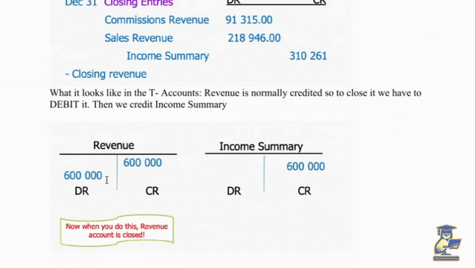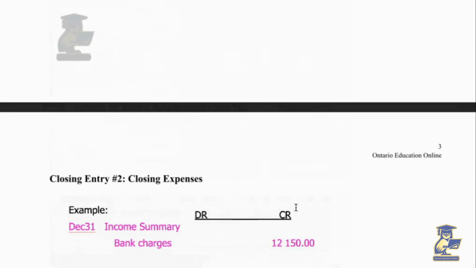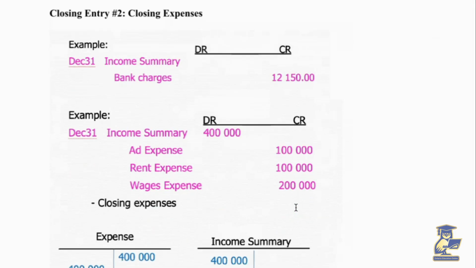So, 600,000 minus 600,000 is zero. So I have a zero balance. And now my income summary has a credit of 600,000. Okay. The next step is to close our expenses.